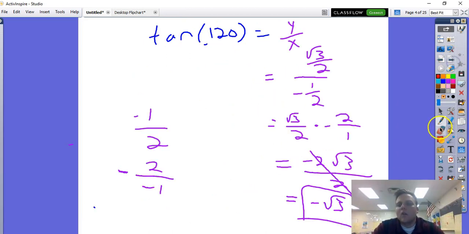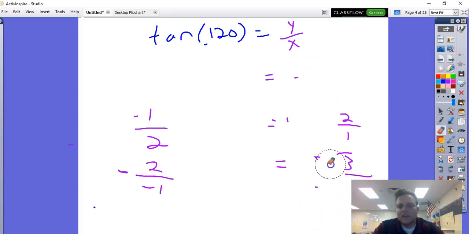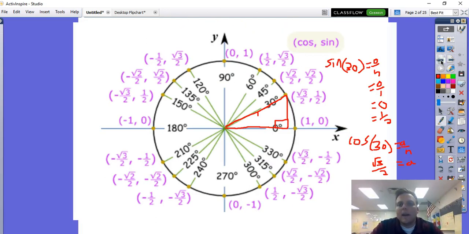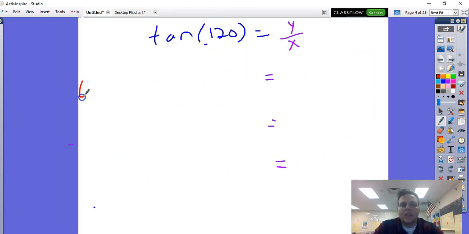Let's dive into this whole y divided by x thing. Sorry if you already saw the answer, but let's dive right into it. Alright, so tangent of 120. Well, first, I need to know what is the xy coordinate pair at 120 degrees. It is negative 1/2, square root of 3 over 2.